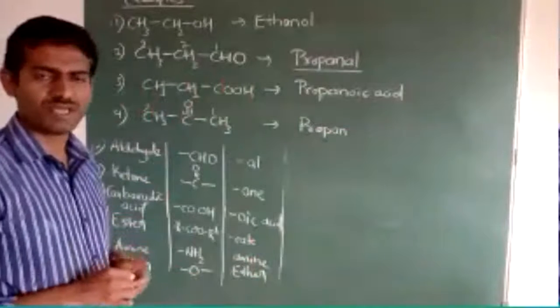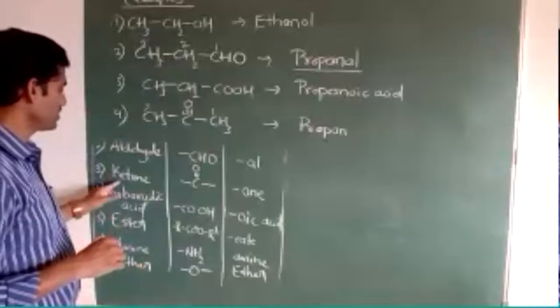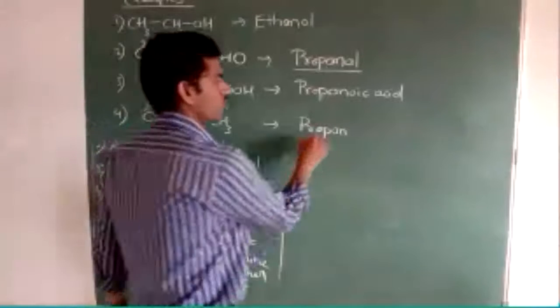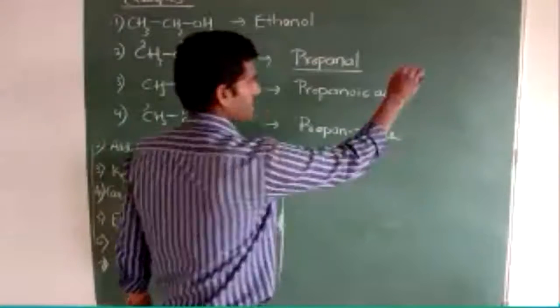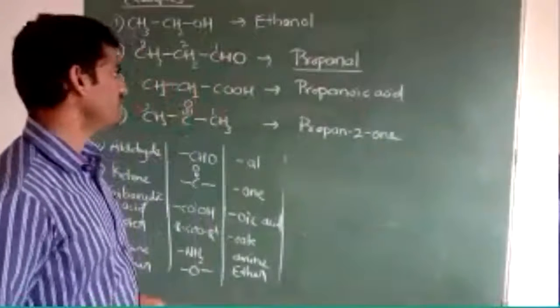For the second carbon, what are we having? We are having the ketone. What are you going to use? One, O-N-E. So propan-2-one. Sir, why did you represent the number here?